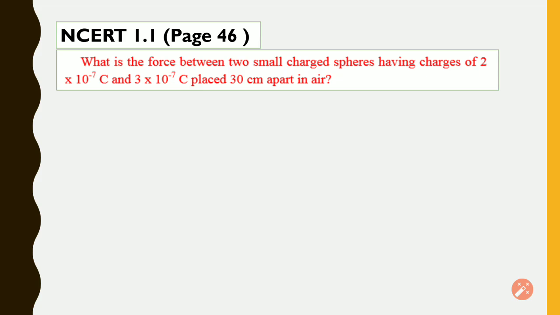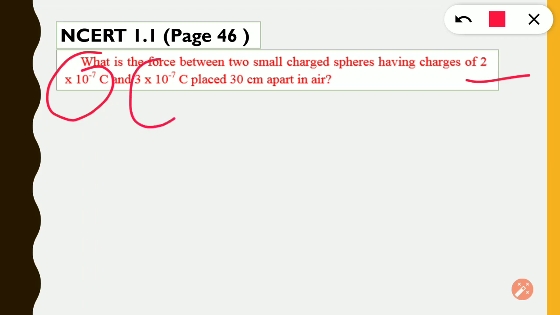Okay, here in this question three pieces of information are there. One is about the first charge, and about the second charge, and the distance between the charges. So what to do? You have to just put in the formula. You are having the formula F equals K Q1 Q2 by R square. Then it is very simple. You have to just find out what is Q1 here, Q2 here, and what is R, right?